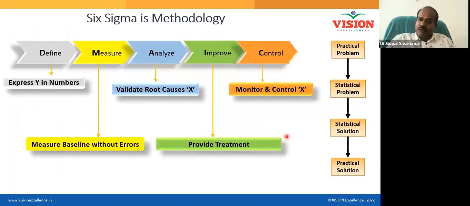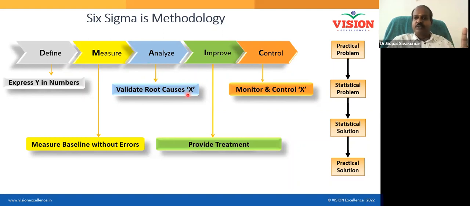So Six Sigma is a methodology. Define, measure, analyze, improve, and control. In define, your focus is on the Y variable. In measure, our focus is on the Y variable. In analyze, our focus is on the right side of the equation, which is X. Do you understand how slowly the focus is changing? In define, we are talking about the problem. In measure, we are measuring the problem. Both are Y. In analyze, we are trying to figure out the root cause, which is an X variable.